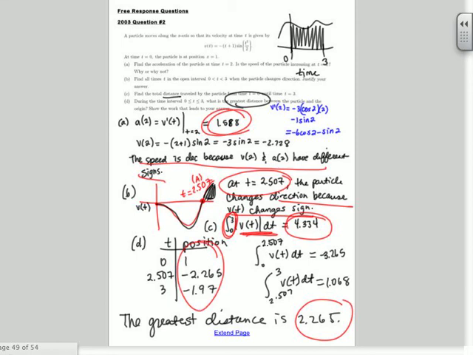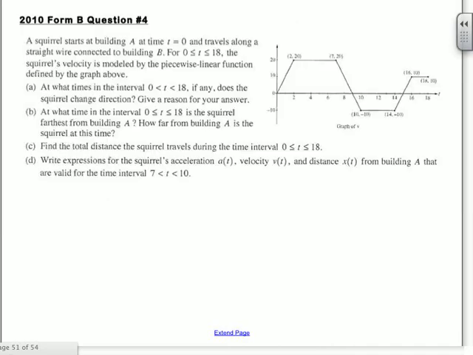Okay, let's try another one. Okay, let's go to the squirrel one. Classic AP question right here. Okay, so a squirrel starts at building A at time 0 and travels along a straight wire connected to building B. So this one's kind of nice because you're actually starting at position 0, like building A. So between 0 and 18 units, I guess, seconds, whatever it is, the squirrel's velocity is modeled by the piecewise linear function defined by the graph above.